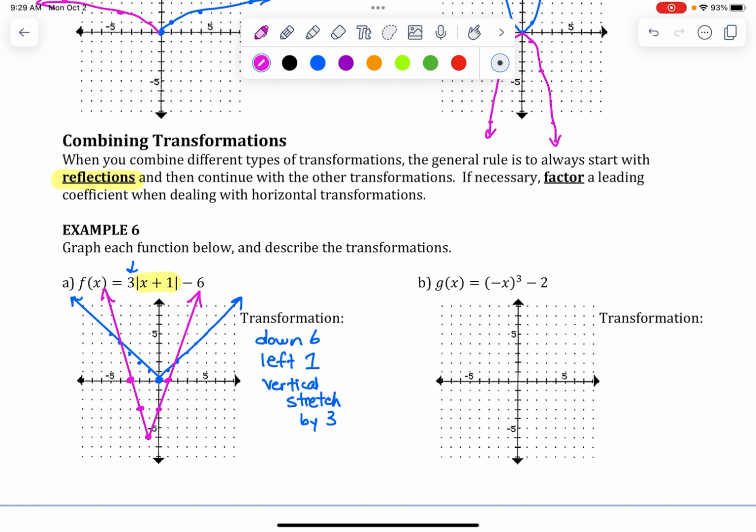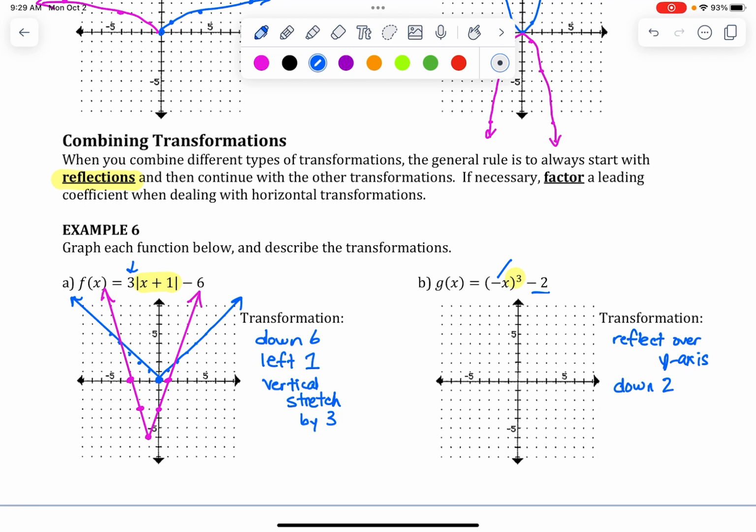Okay, for the second example, we're taking our parent function, our cubed function, and we're going to do a couple things to it. So the negative here tells us we're going to reflect the function over the y-axis. The x is being made negative, so all the x's are switched. And then the 2, of course, means we're going to go down 2.